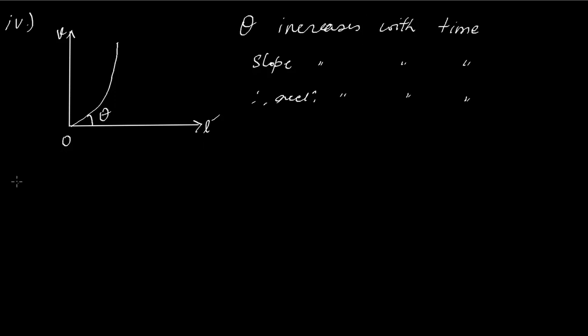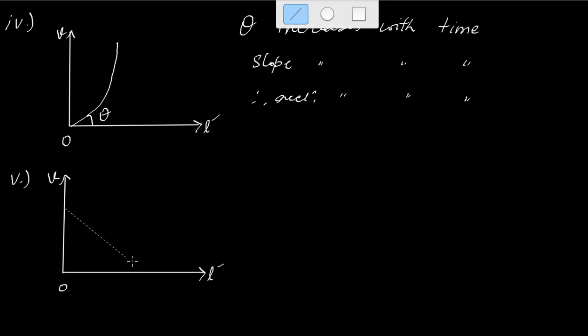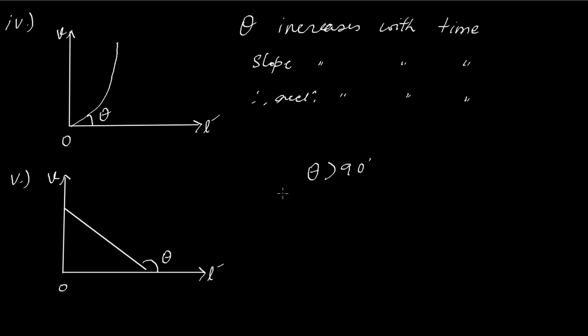And then finally, number 5, we have a velocity time graph, and the graph is somewhat like this. Okay, so this is the angle theta here. So here theta is more than 90 degrees, so therefore tan theta will be negative, right? Negative. And that means slope is negative, so acceleration here is negative acceleration. So if it is negative acceleration, then this is retardation.